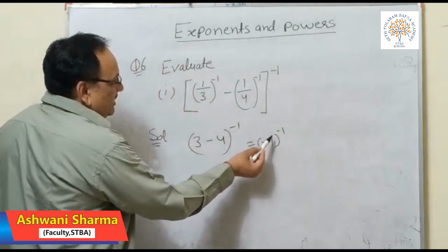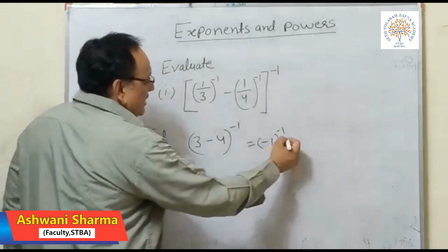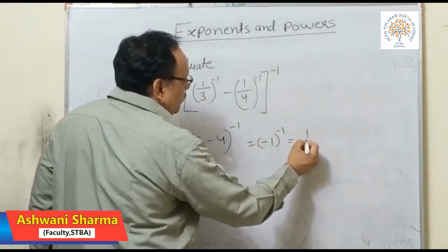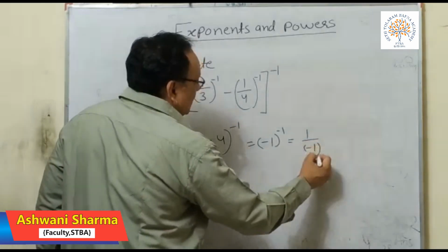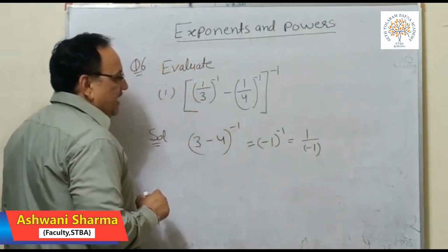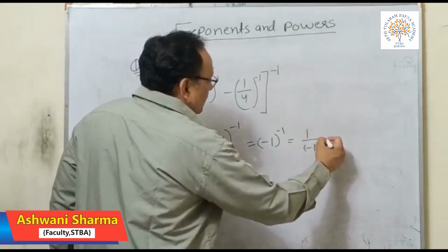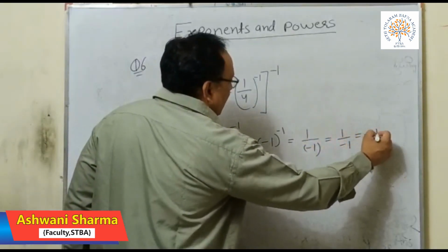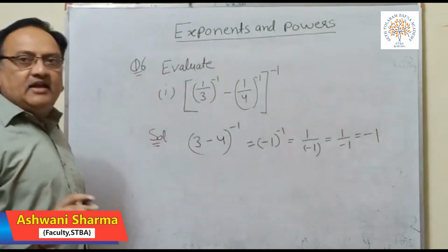Now we will bring it down. Bring it down, then the sign of this power will be changed. 1 upon minus 1, the whole power 1. There is no need to write the power 1. 1 upon minus 1 is equal to minus 1, is the answer.